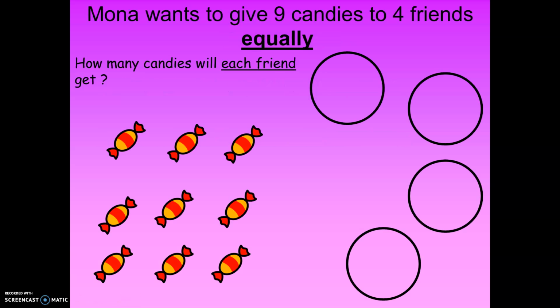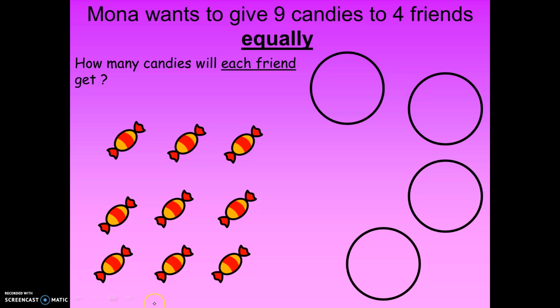Let's take this word problem. Mona wants to give 9 candies to 4 of her friends equally. How many candies will each friend get? To be able to solve this, use a drawing. We will draw 9 candies on the left side, and we will draw 4 circles representing the 4 friends.